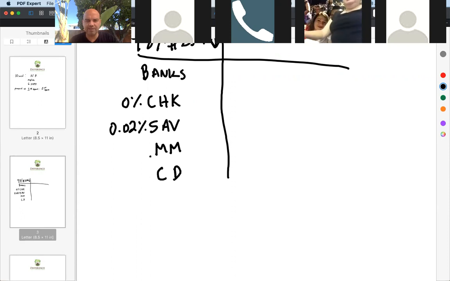You have money market accounts, CDs, and I ask them this: have you ever heard of a money market or CD? And most people have not. And if they have, I say, great. So those accounts, you're lucky right now if you're getting close to 1%, but you have to lock up your money for a period of time.